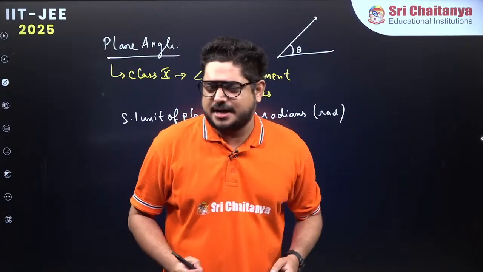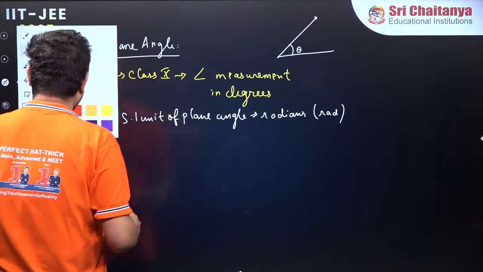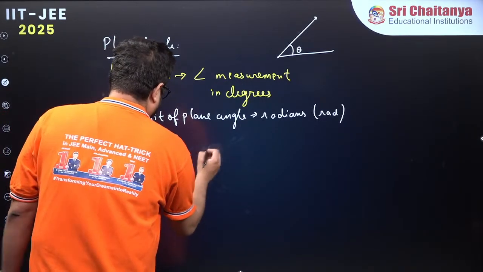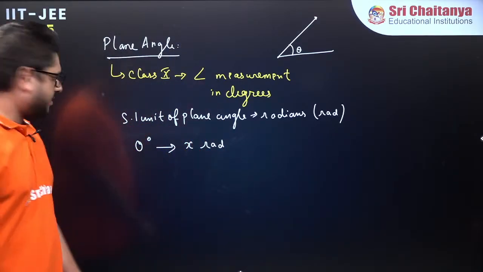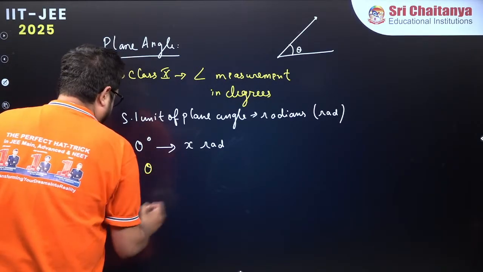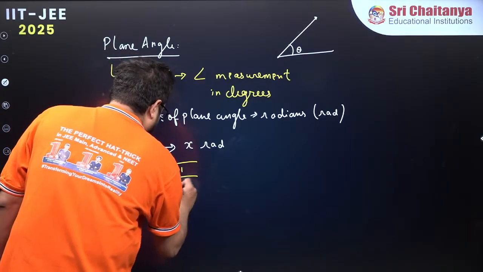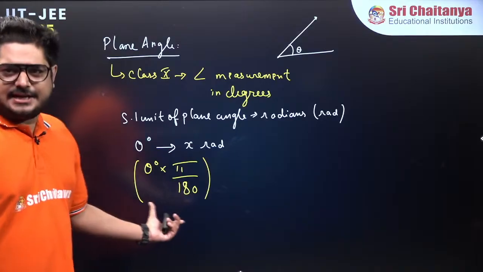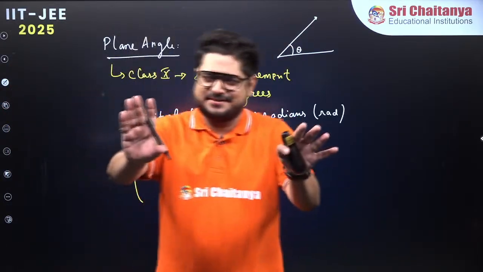So what needs to be done here? I can write theta degrees, and we need to convert it into its equivalent, let's say x radians. What's going to be the conversion equation? Can anyone tell me? Theta in degrees is equivalent to theta degrees into pi by 180. Pi is the same 3.14, which you know very well.